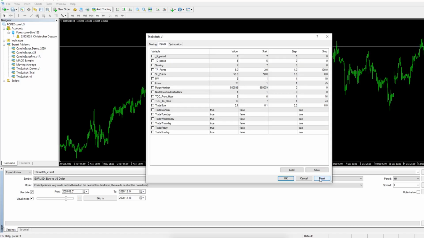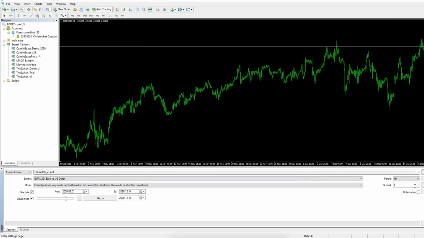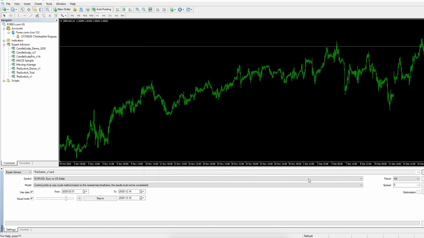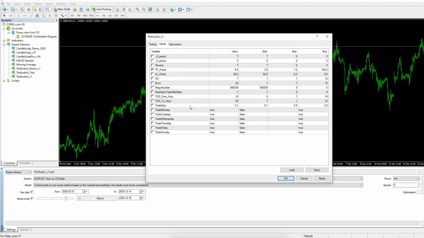Let's refresh all this. Okay, so the switch, its default is Euro versus USD, 4-hour chart. Oh, yeah, 4-hour chart. So let's make it 4 hours. The spread, I'm going up to 5. Let's just imagine the spread is 5 pips. Normally it's like 2 or 3 spread, but I'm going to 5. If it could win on a spread of 5, then that's a good expert advisor. Okay, so back test. This is very important.